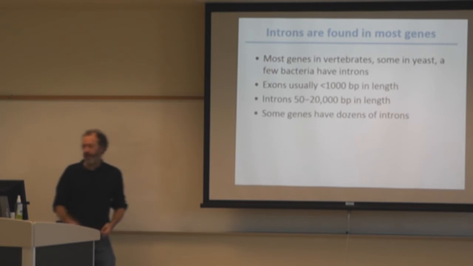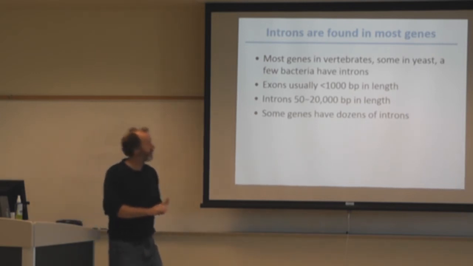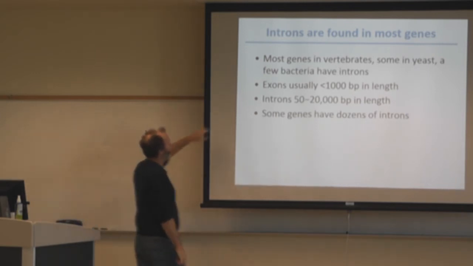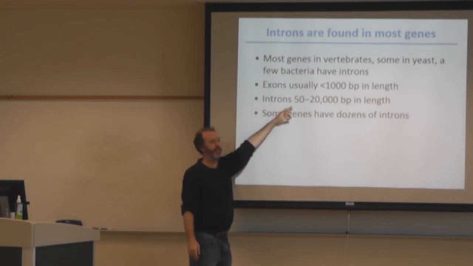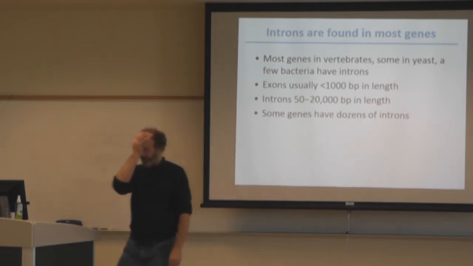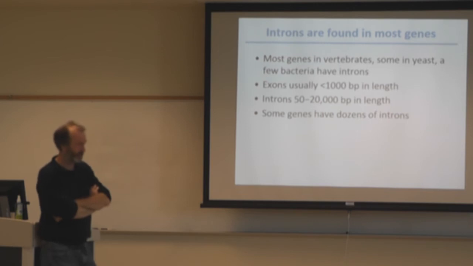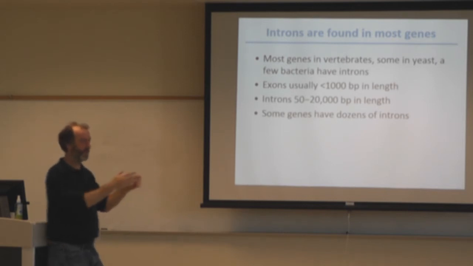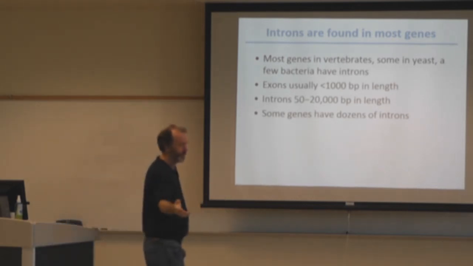So introns are found in most genes in vertebrates, some in yeast, and a few in bacteria. Do you remember which genes in bacteria typically have introns? Not regulatory ones; they were the tRNA genes that code for the tRNAs. So it cuts the introns out and you have the mature tRNA.